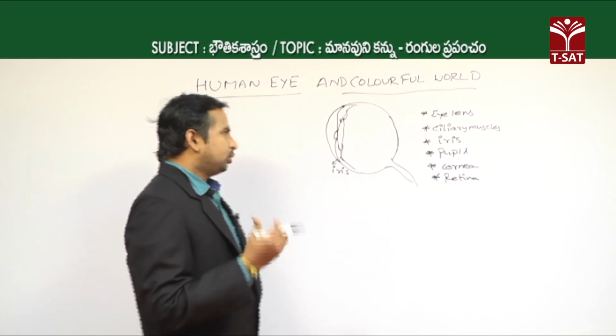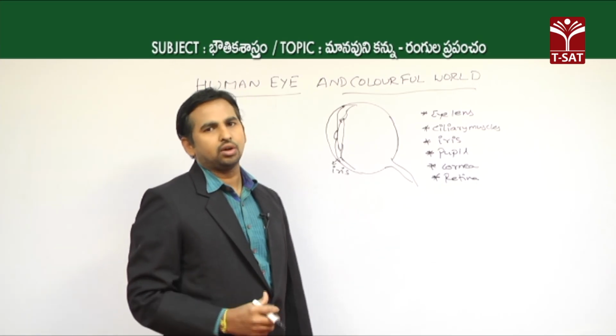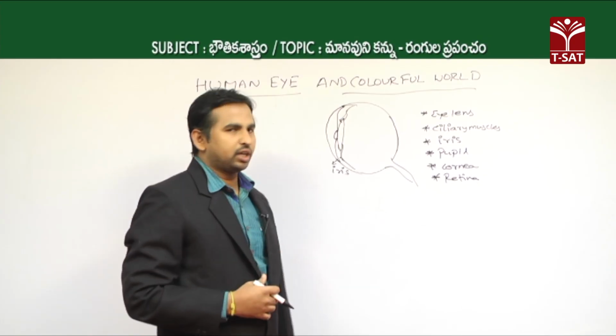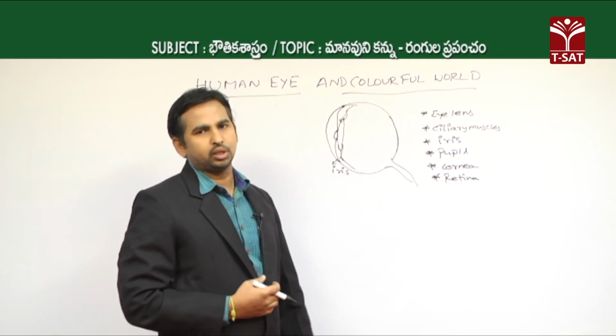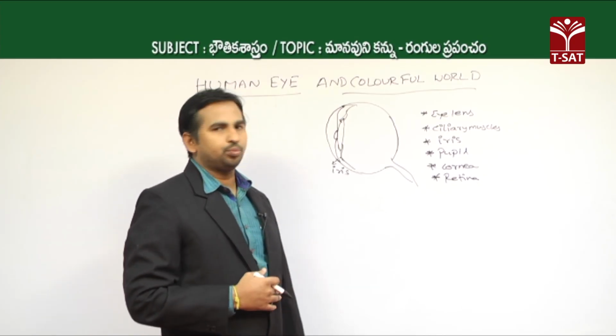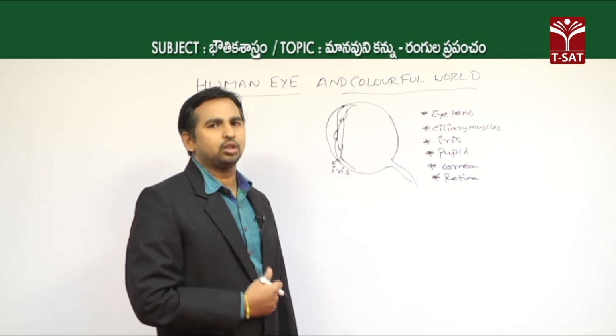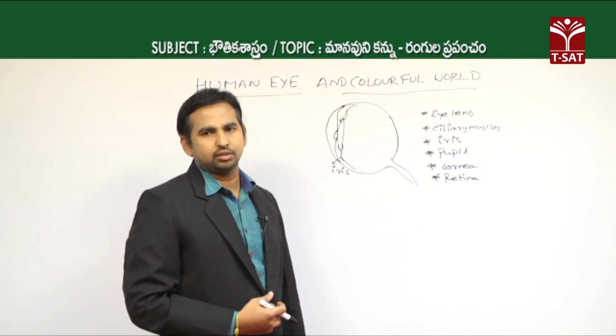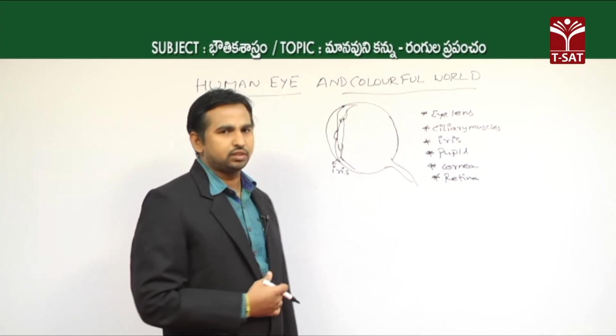Now, in most cases the questions coming on these parts of the human eye are mainly about their functions. They ask how each part is important for seeing the different objects present around us. That is what is important in the case of the eye lens.